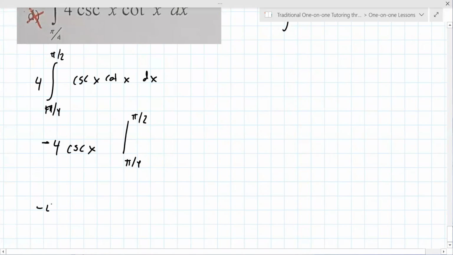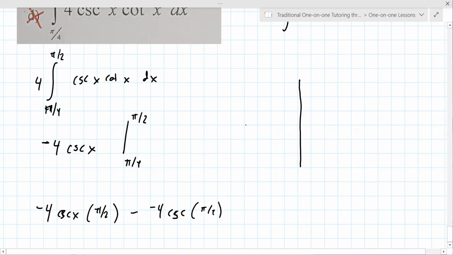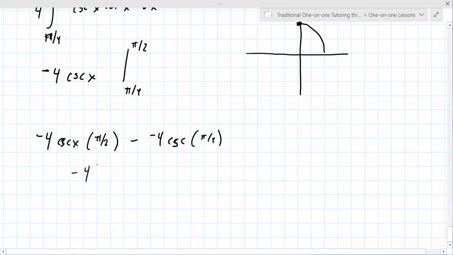Okay, so now you have to be able to evaluate this, and this is your unit circle problem, where you can at least draw something that could help here. At pi over 2, you're up here, so you're at (0, 1). Cosecant is the reciprocal of sine. Sine at pi over 2 is the value of 1, so the reciprocal of 1 is 1. So this becomes -4 times 1.